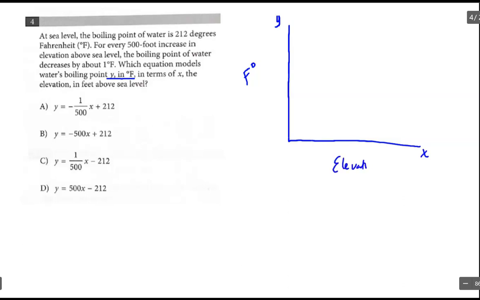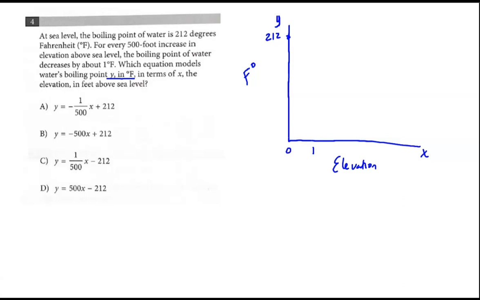All right, so let's think about our graph here. If we have some sort of graph, the Y represents the Fahrenheit, and X represents the elevation in height there. So it says for every 500-foot increase in elevation, we are going to decrease by 1 degree. So that means that, at 0, we're at 212, at 0 feet above sea level.